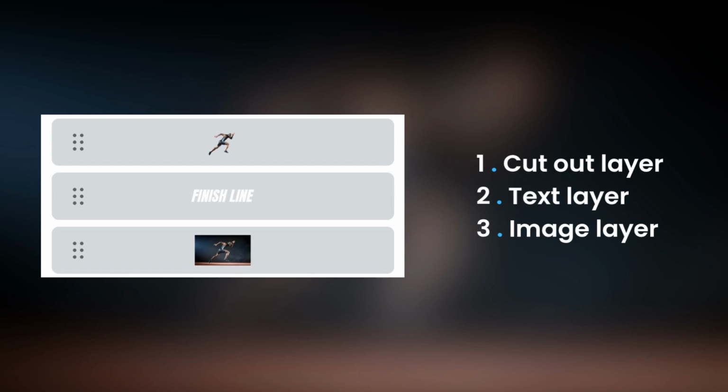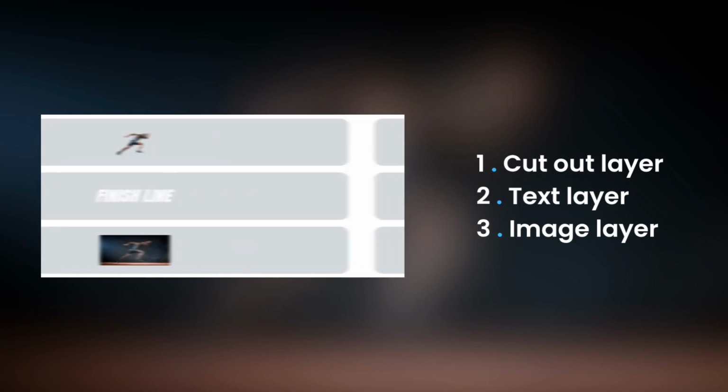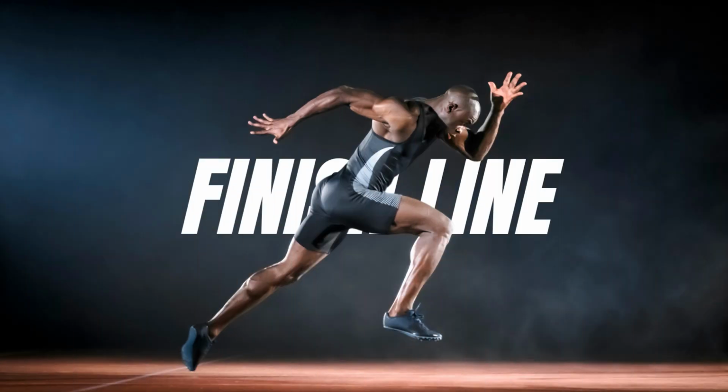We have the original image, which is now serving as a background. We have a layer of text, and then we have another layer on top, which is the cutout image of the athlete. Now you can see the background, you can see the text, and you can see the athlete. But the problem is that the athlete is covering a part of the text. Here's how you fix this problem.